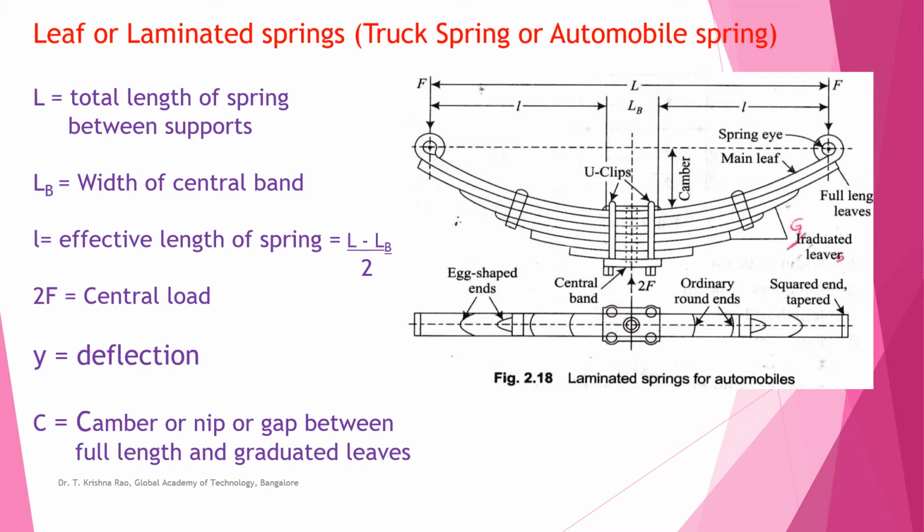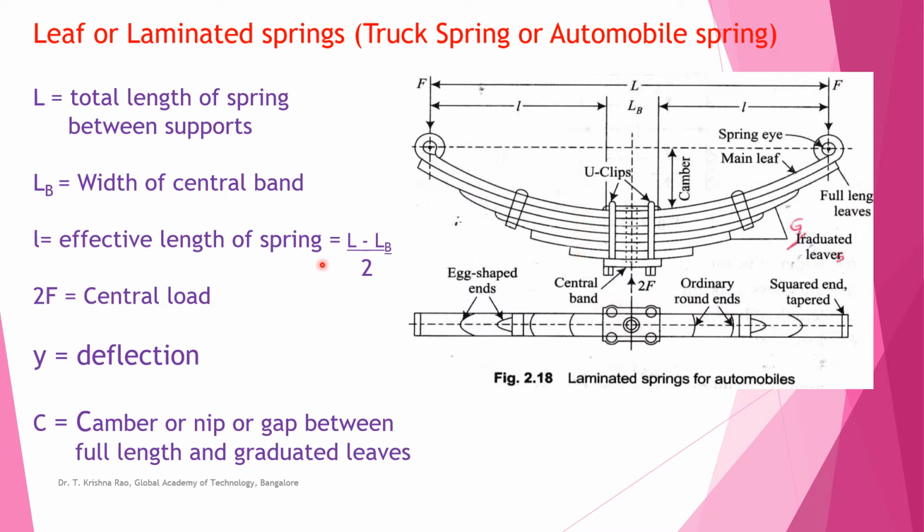Then the width of the spring leaf is called B dash. B dash is the width of each leaf. We have seen the total length L from this end to this end, and the width of the central band, which is a useless, ineffective length here, which doesn't work like a spring, as I told you already. Now I am showing the pointer. 2F is the central load. B dash is the width of each leaf. H is the thickness of each leaf. So many lines are there, each thickness is H here.